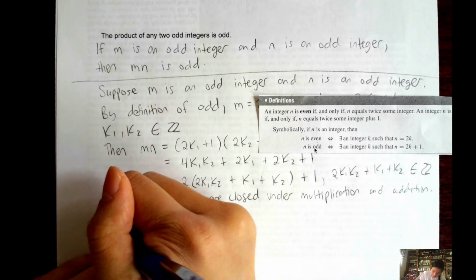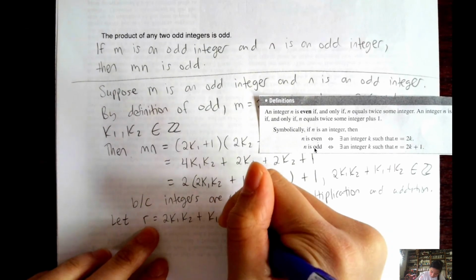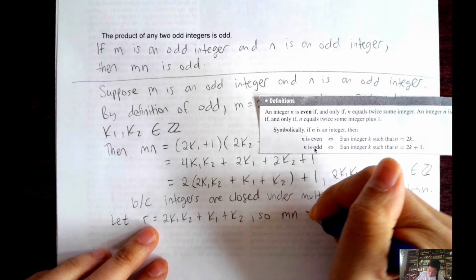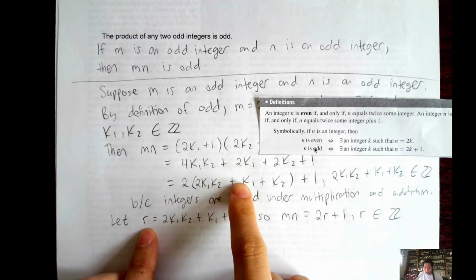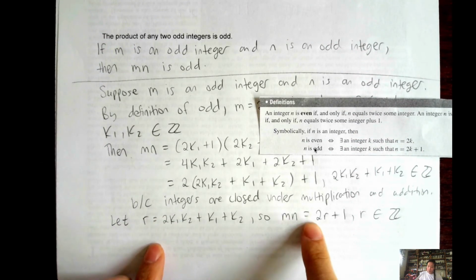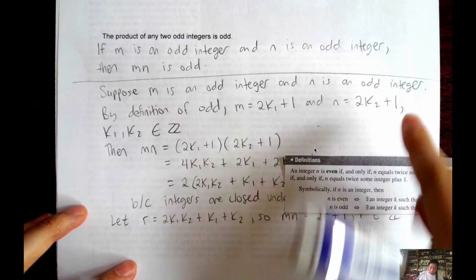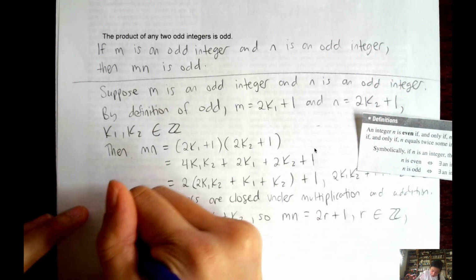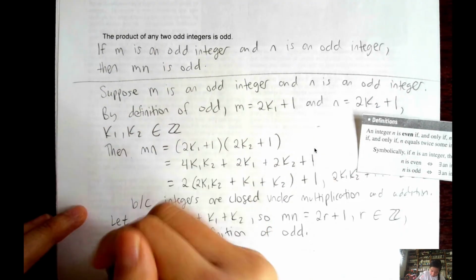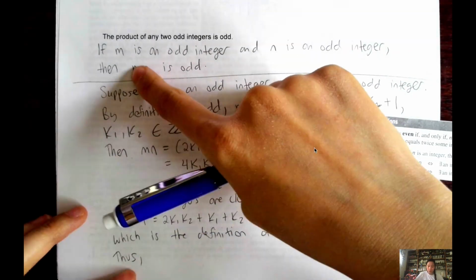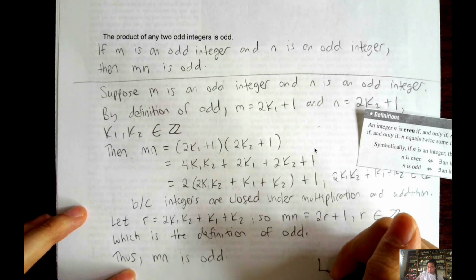Okay, so now I could say let r equal 2k1k2 plus k1 plus k2. So m times n equals 2r plus 1, where r is an integer. So all I did was replace 2k1k2 plus k1 plus k2 with r. So now mn equals 2r plus 1. And this is the definition of odd, right? Which we defined up here. So we could say, which is the definition of odd. Thus, and then we write the then part of the if-then statement, which is, thus, mn is odd. And then you could write a little symbol, this little square right here, to indicate that your proof is done.